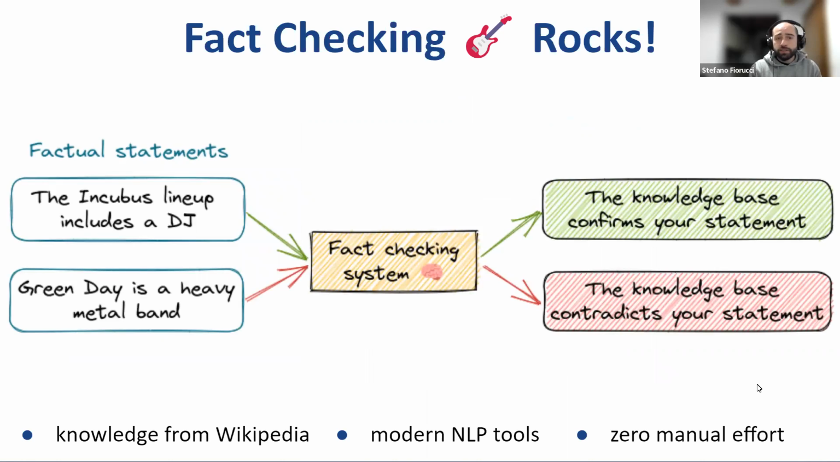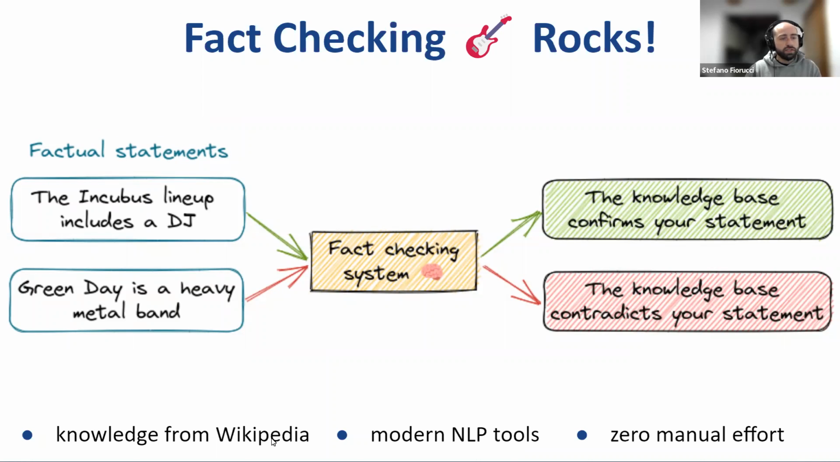In this infodemic era, fact-checking is becoming a vital task. However, it is a complex and time-consuming activity, but artificial intelligence and natural language processing tools can come to our aid. With this in mind, I developed this little project. It is a simple fact-checking system about rock music, where the user enters a factual statement, and our system tries to understand if the knowledge base confirms, contradicts, or is neutral about that statement.